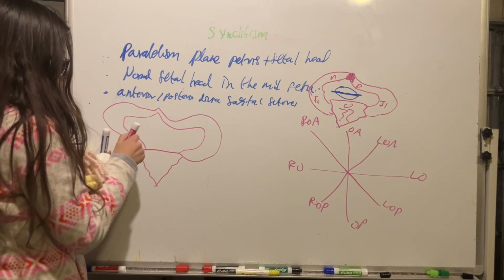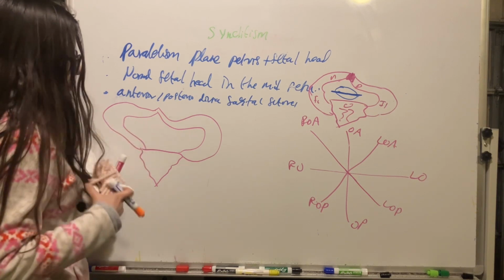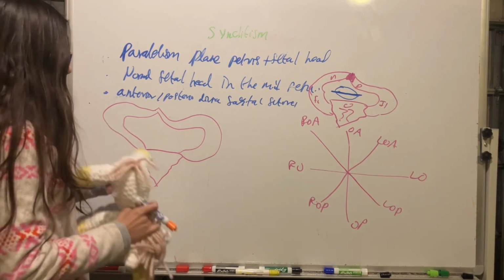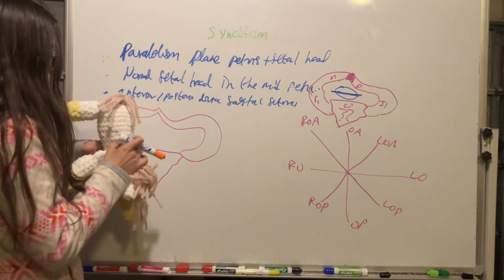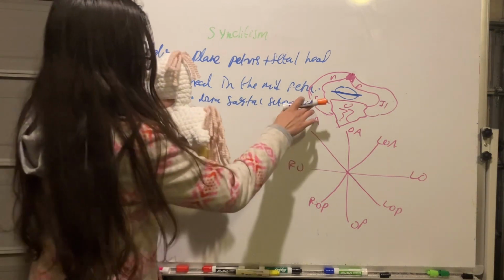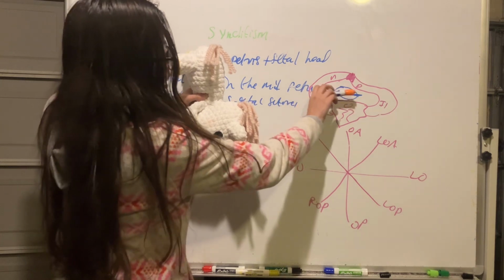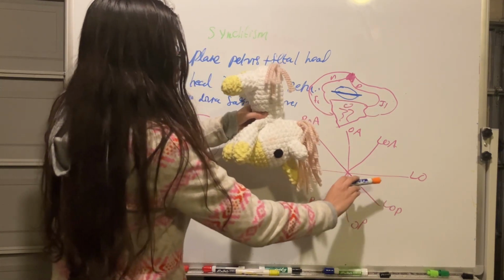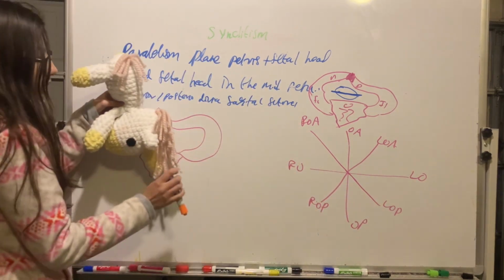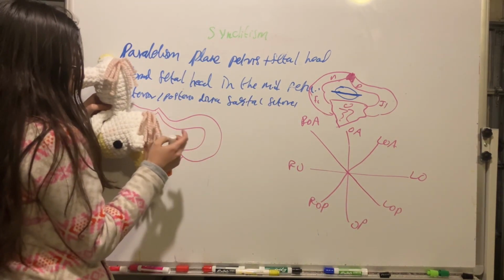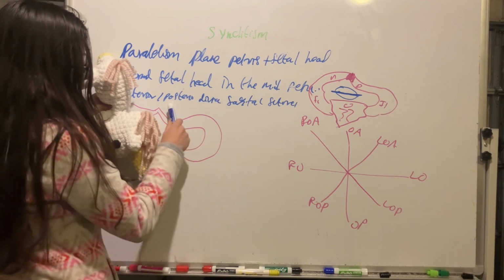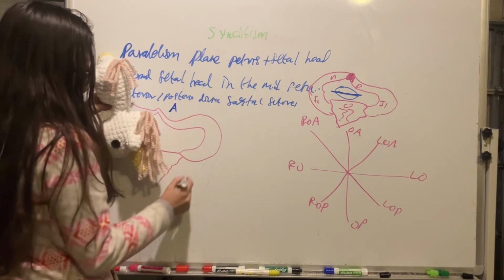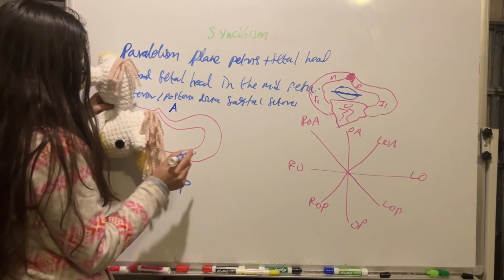Something like this is the pelvis. The fetal head, as we saw here, this is left occiput variation of position. Here this is also left occiput posterior. Remember, this is anterior, this is posterior.